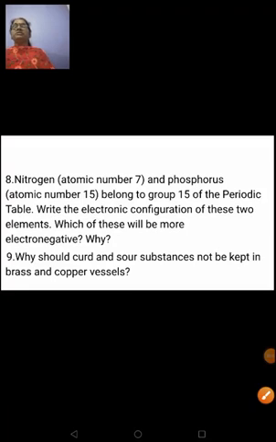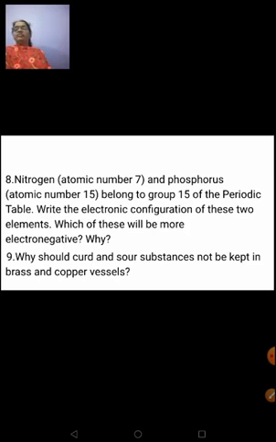Nitrogen, whose atomic number is 7, and phosphorus, whose atomic number is 15, belong to group 15 of the periodic table. Write the electronic configuration of these two elements and which of these will be more electronegative and why. See here. Atomic number of nitrogen is 7, means its electronic configuration is going to be 2, 5. And phosphorus, its atomic number is 15, therefore its electronic configuration will be 2, 8, 5. And we all know that they belong to group number 15, both of them. So among these two, which one will be more electronegative?